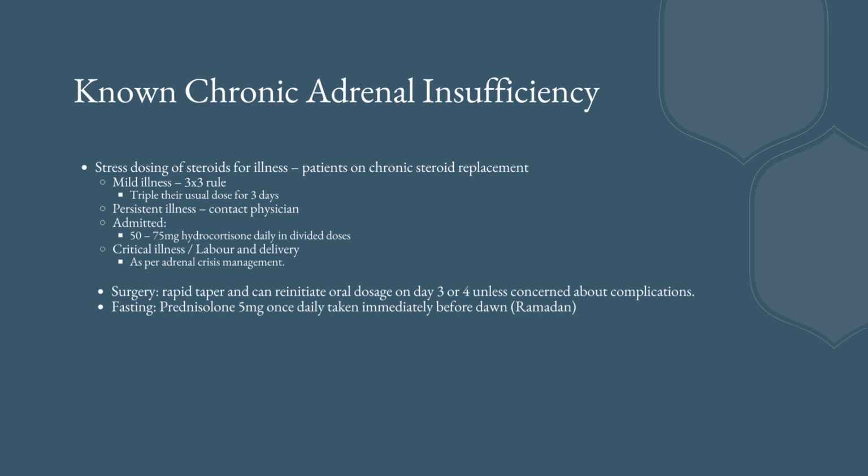And if it's a mild illness, they can follow what they call the 3x3 rule. So triple their usual dose of steroid for 3 days. So if you're trying to keep them iatrogenically in line with their diurnal variation, you say that on 15 in the morning and 10 at night, you could make it 45 in the morning and 30 in the evening for 3 days.